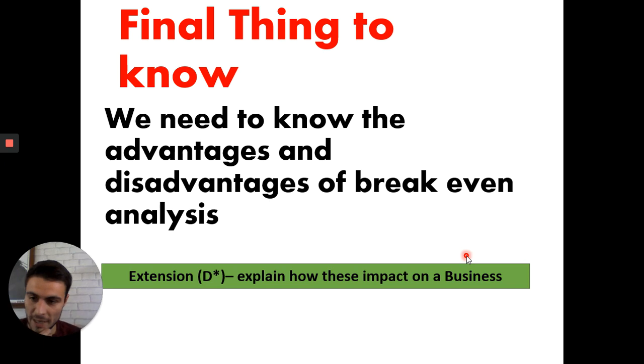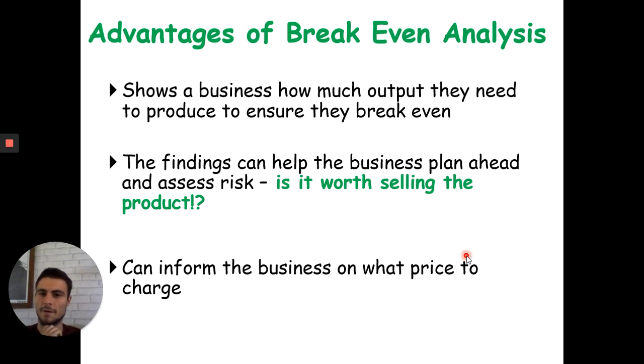So before I give you a task, last thing we need to know for break even is the advantages and disadvantages. So the advantages are, firstly, it will show the business how many they need to sell to break even. So without doing this, you don't know how many you need to sell. So the hot dog company knows how many they need to sell to ensure that they don't make a loss. And that feeds into the next point, which is the most important point. I've got it in bold. It makes you work out and assess the risk, whether it's worth selling the product or not.